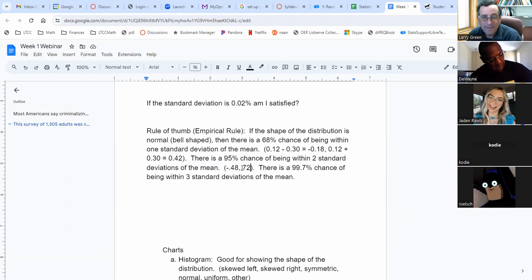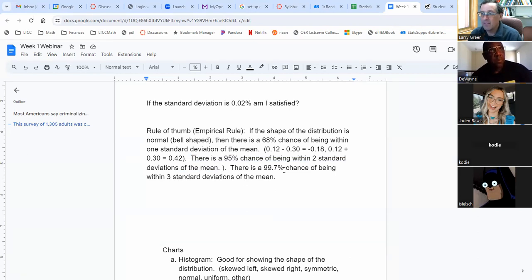And then, let me erase that. There's a 99.7% chance of being within 3 standard deviations of the mean. Okay, that's just about everyone. Do you see that? 99.7% of all people, or of all things, whatever you're looking at, have a z-score between -3 and 3. Any questions on the empirical rule?